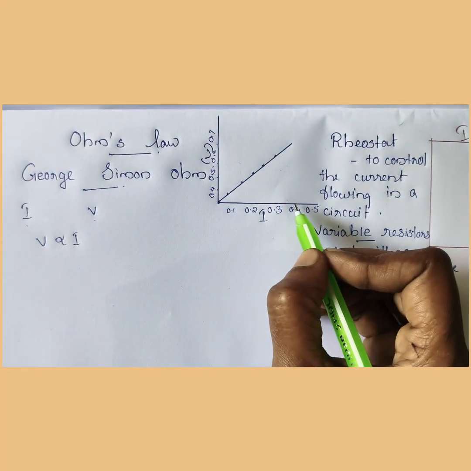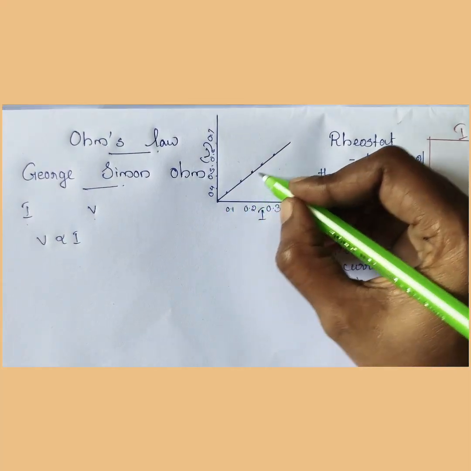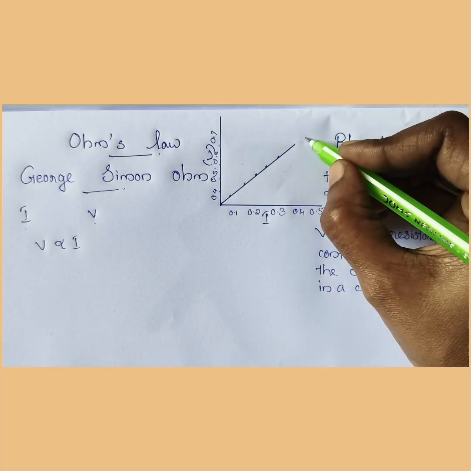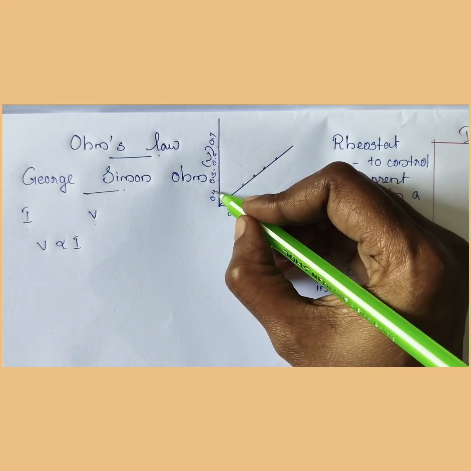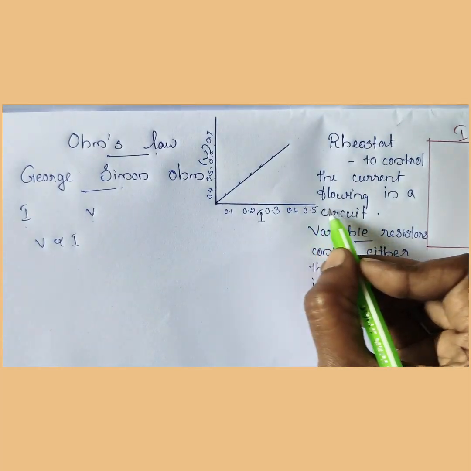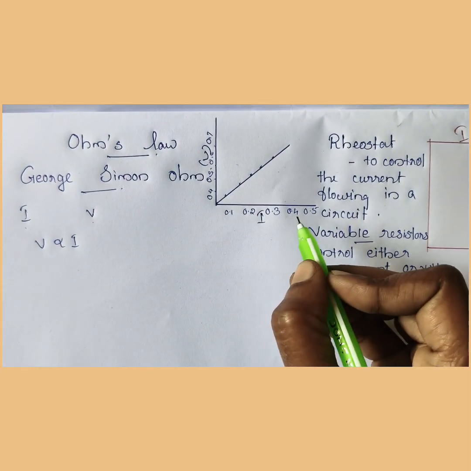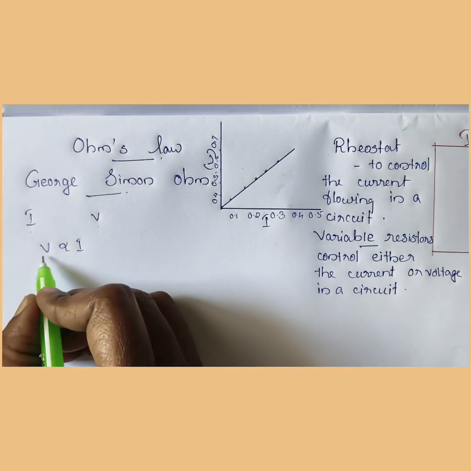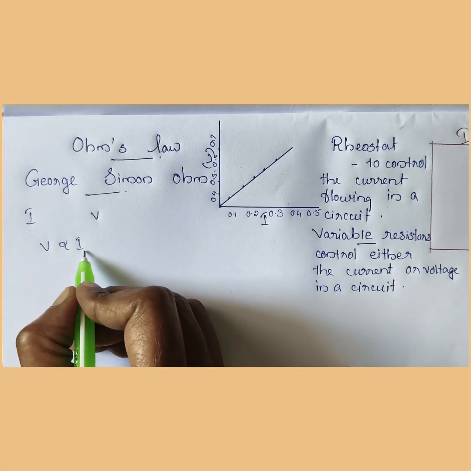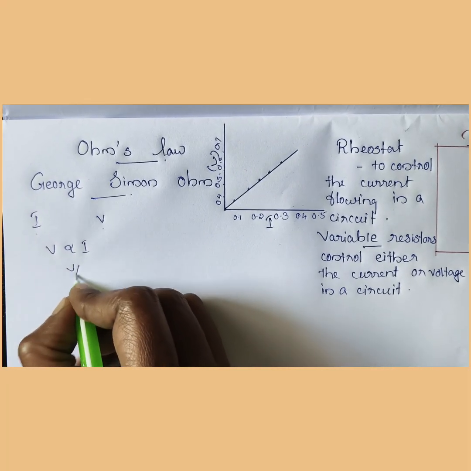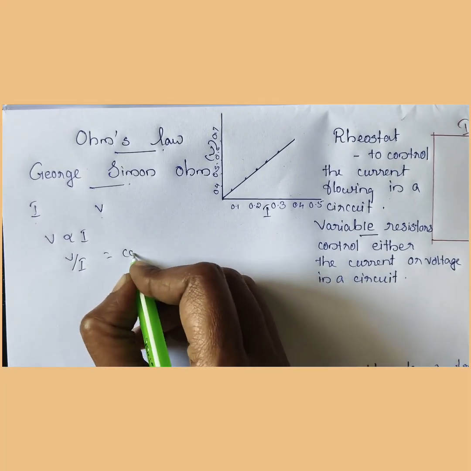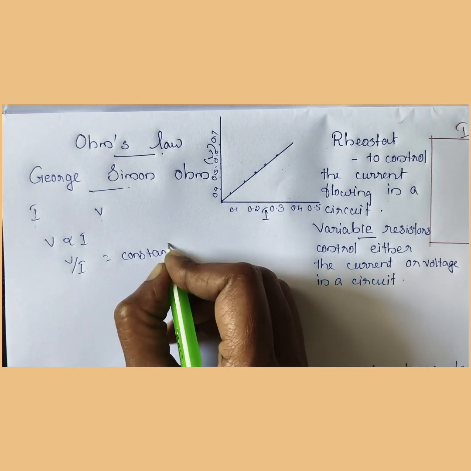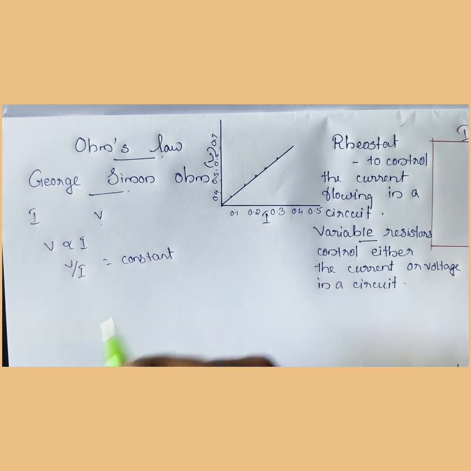If you draw the graph, you will get a straight line. This straight line shows if the potential difference increases, current also will increase. So it is called directly proportional. So V is directly proportional to I. Next you can write V by I is equal to a constant. For this directly proportional relation, you can write a constant.